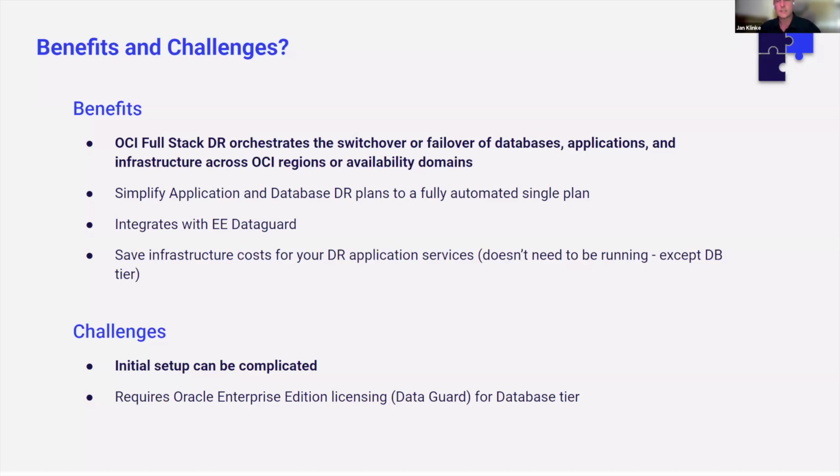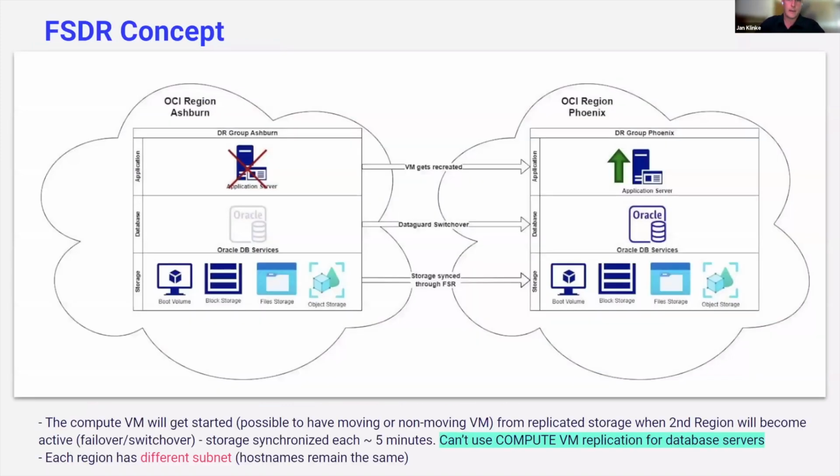The challenge with setting up FSDR is that it can be quite complicated. And when it comes to the database tier, you are able to include in FSDR only Oracle Database Enterprise Edition with DataGuard. It's not possible to work directly with FSDR and Standard Edition 2. There is basically no interface. So this is the FSDR concept in a nutshell.